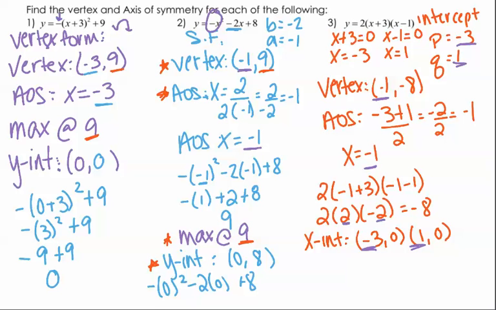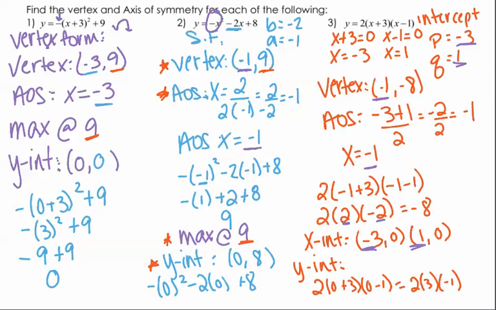So finally, your y-intercept comes from plugging in 0 into my equation. So I can do that by taking 2 times 0 plus 3 times 0 minus 1. So that's going to give me 2 times 3 times -1, which will be -6. Okay, so that means that my y-intercept would have 0, -6 as the ordered pair. Remember, we're writing those as ordered pairs.